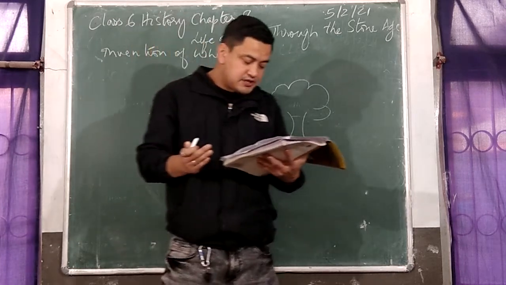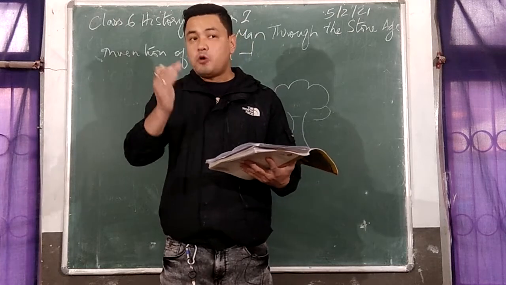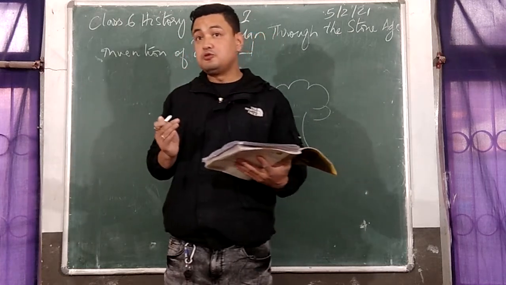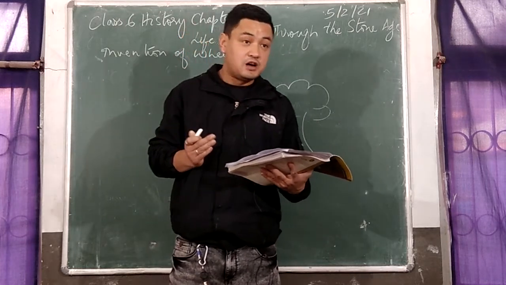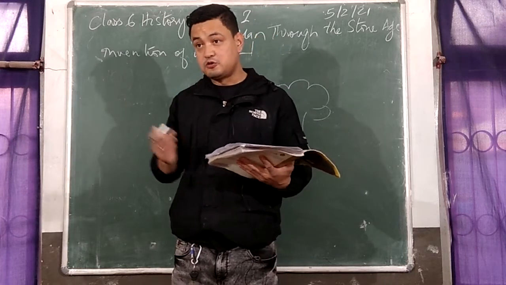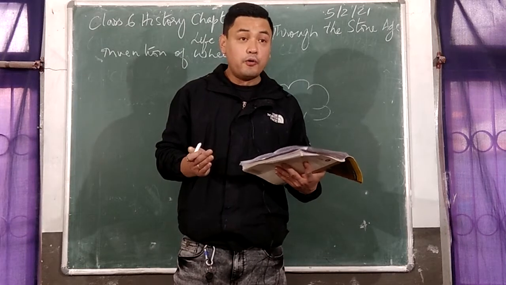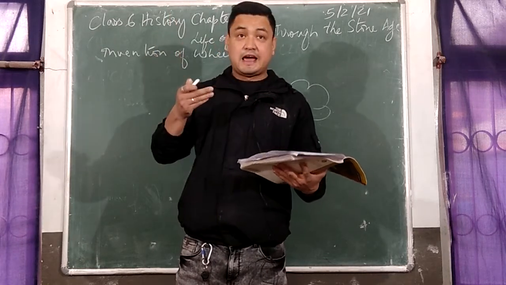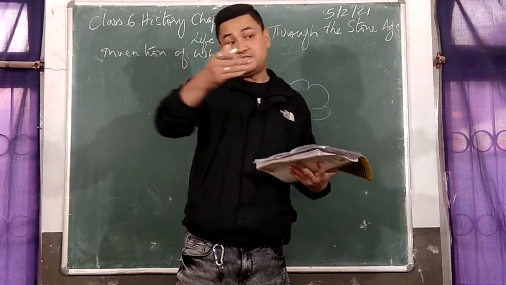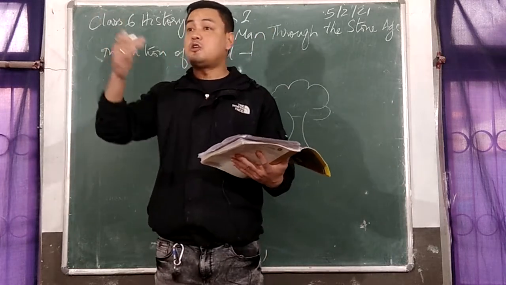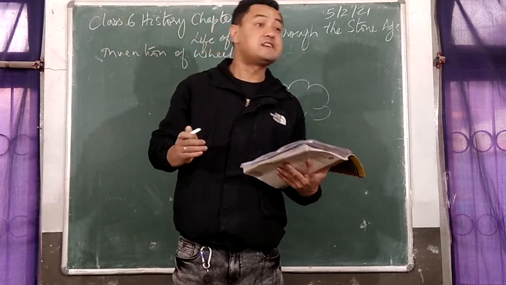Now I want to tell you, if the wheel was not invented in the olden times, do you think you would be traveling by bus and cars, scooters, bikes, or bicycles? It was invented in the olden times, therefore we are using that facility in the present time. So our past is always linked with the present. That is known as history.